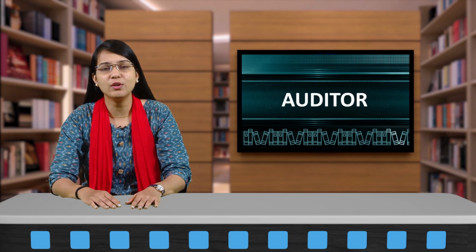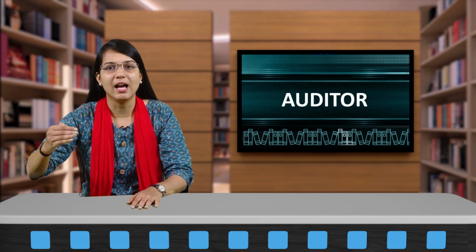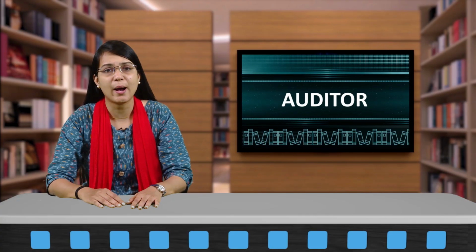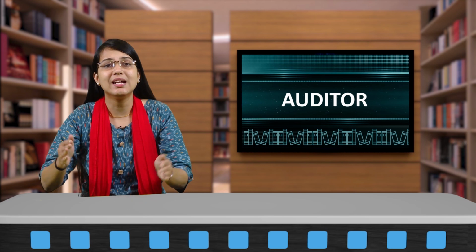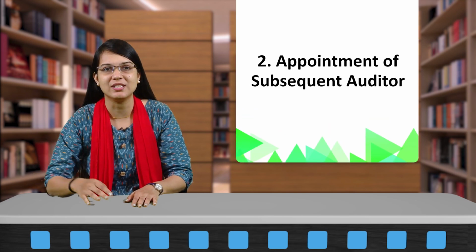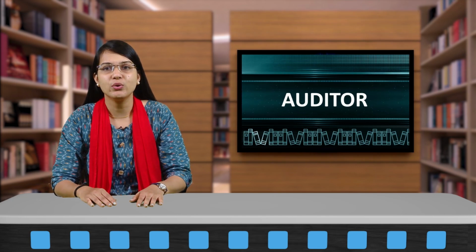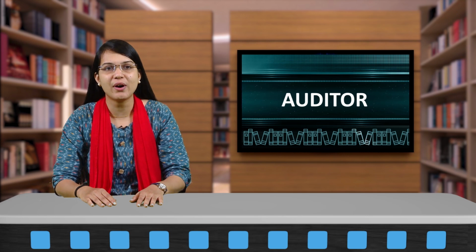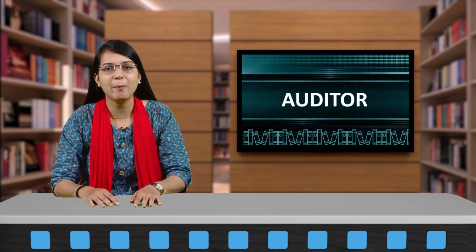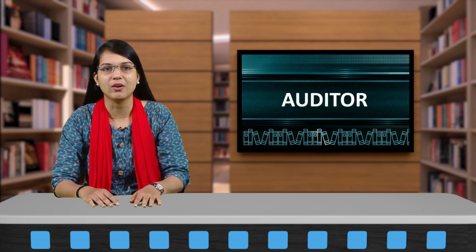However, in case the board of directors fails to appoint the first auditor, then the shareholders of the company in the extraordinary general meeting can appoint the first auditor within 90 days. Number second, appointment of subsequent auditor. In the first general meeting, the auditor needs to be appointed to hold office for a period of 5 years. However, the appointment of auditor must be ratified in every subsequent annual general meeting.